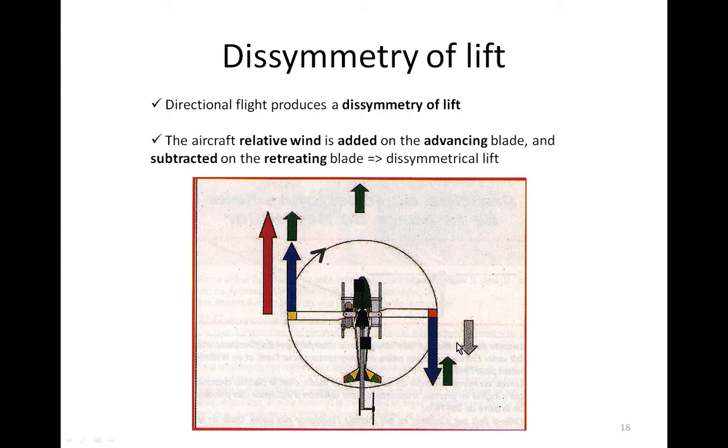The airspeed is not the same for the advancing and the retreating blade. On the advancing blade, the airspeed is equal to the rotor speed plus the helicopter speed. On the retreating blade, the airspeed is equal to the rotor speed minus the helicopter speed. So, it generates a dissymmetry of lift between the two sides of the helicopter.